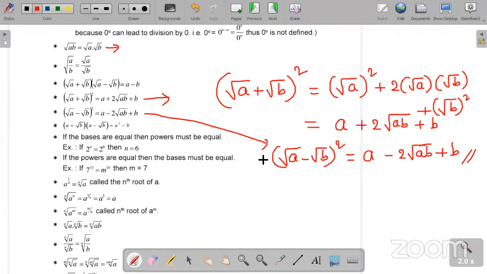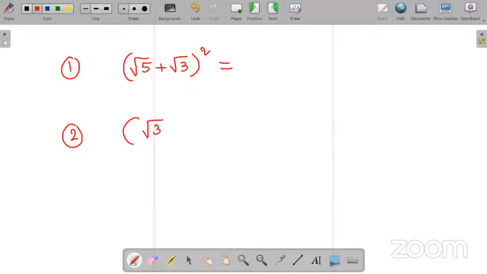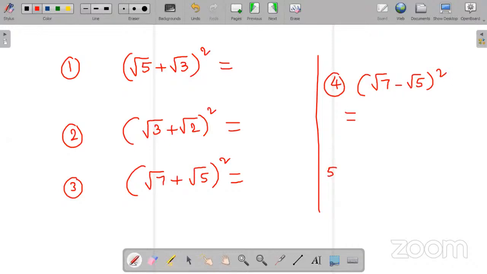Suppose you are asked, see, first one, root 5 plus root 3 whole square. Try to solve it. And next, root 3 plus root 2 whole square. Root 7 plus root 5 whole square. Next, root 7 minus root 5 whole square. Fifth one, root 11 minus root 7 whole square.